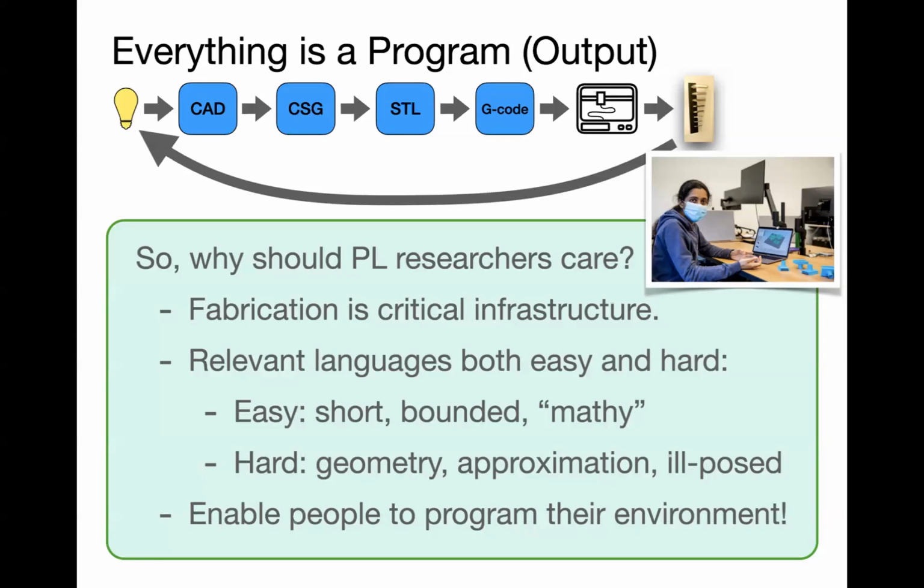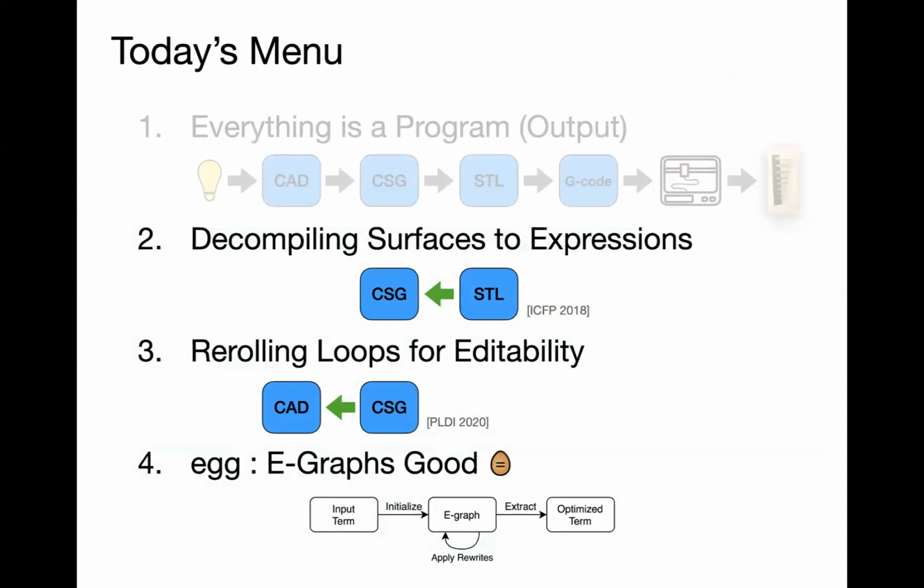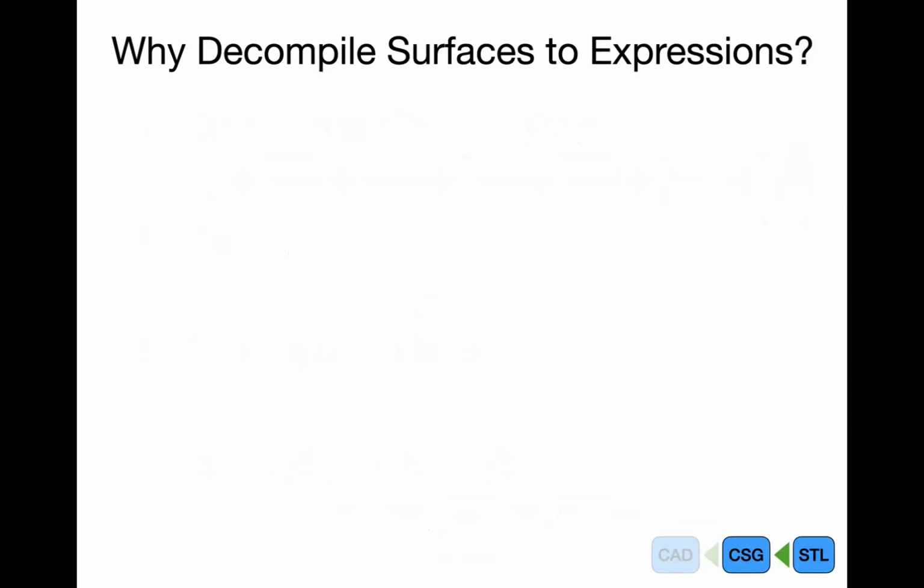Okay, so that's the pitch. That's why we're interested in these problems, maybe where we hope to go. But to dig in a little bit deeper, let's look at a couple of projects we've done working in this space to make things a little more concrete. So first off, I want to talk about decompiling, working backwards from a surface mesh representation like STL, just a set of triangles, to a constructive solid geometry representation where we actually have an expression we can do something with. So why would we want to do that?